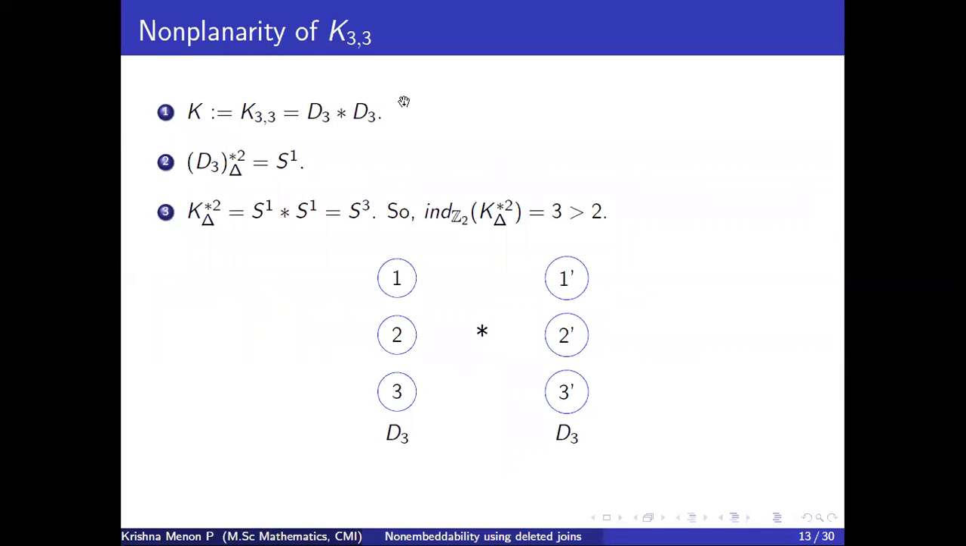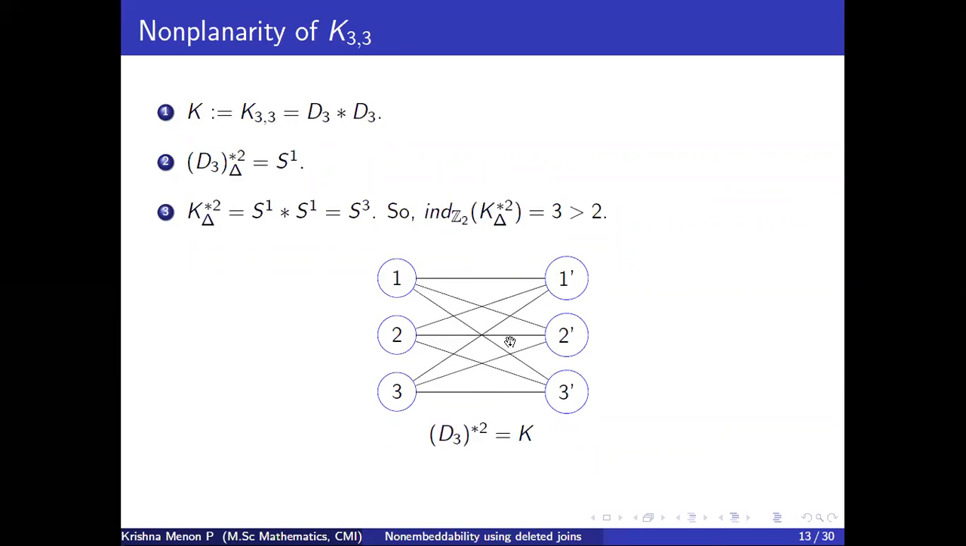Another consequence of the main result, apart from the topological Radon theorem, is the non-planarity of the bipartite graph K3,3. So how do you see that? First of all, K3,3 is the join of D3 with itself, where D3 is the discrete space with 3 points. Then just by definition, you can see that the join will be K3,3.